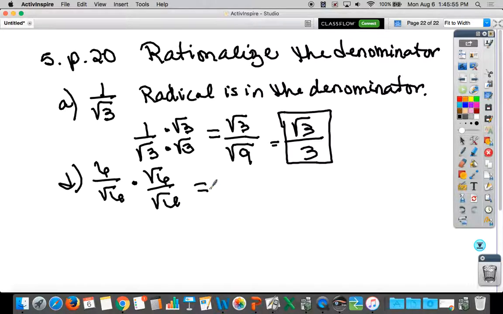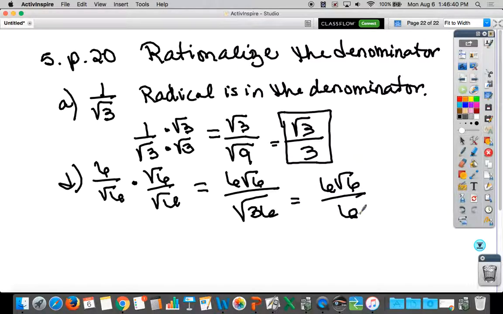Now, remember, when you multiply, it's outside times outside, inside times inside. So, 6 times square root of 6 is 6 square roots of 6. It is not the square root of 36, because the 6 is not under the radical. All right, what's the square root of 6 times the square root of 6? Square root of 36. What is the square root of 36?